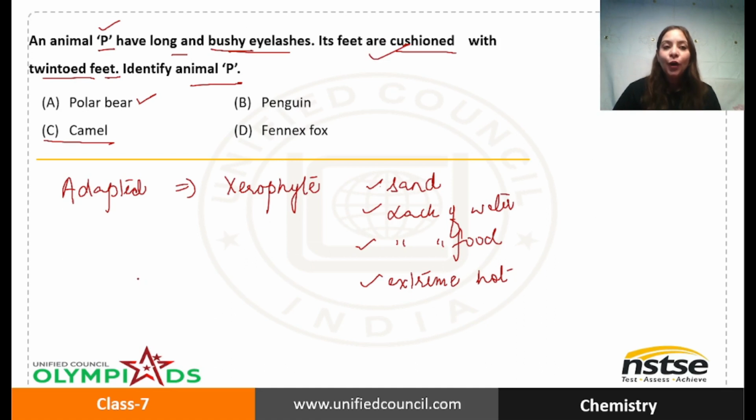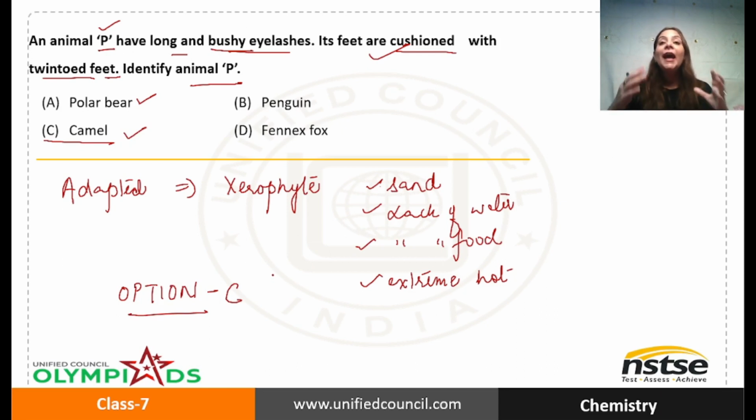So I hope you got it, and you are able to recall the concept of adaptation also. So here option C is the right answer, that is camel, because camel is that animal which has got long bushy eyelashes, and cushioned feet so that it can survive well, and even a camel can survive for many days without water and food, and to store that extra water and food, camel has got a big hump also. I hope you all know this.